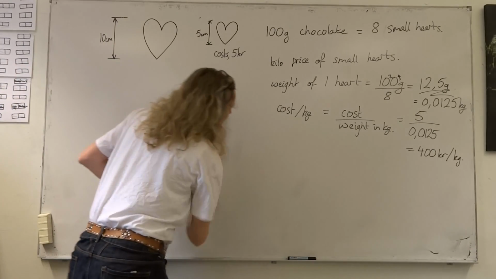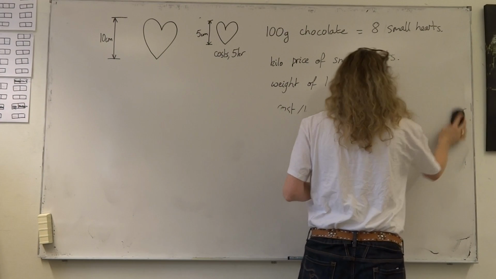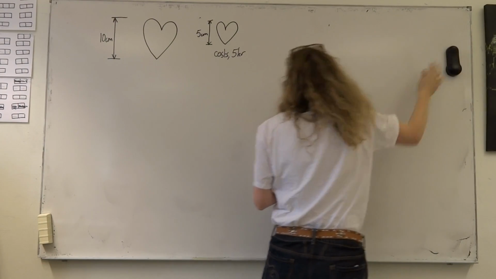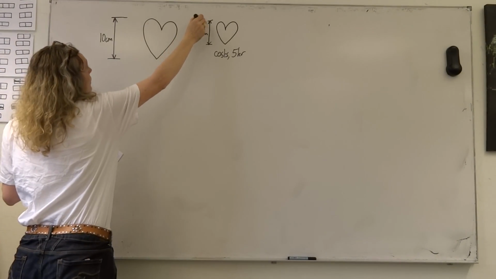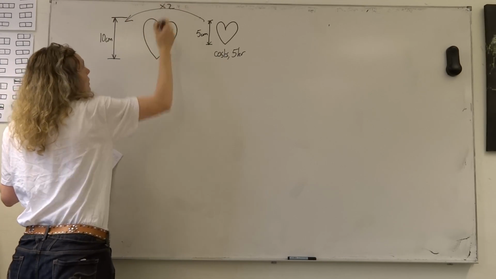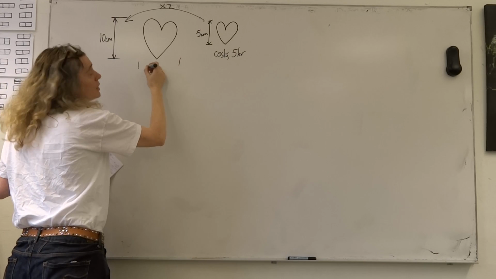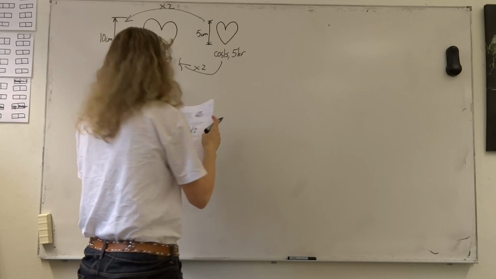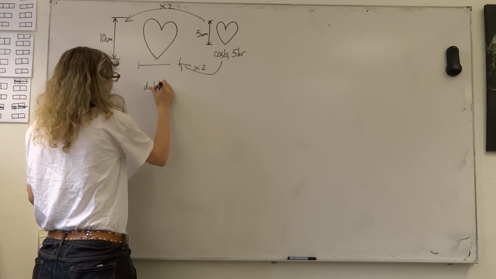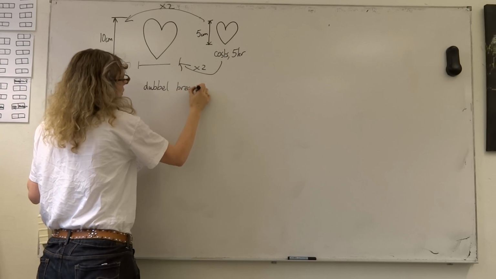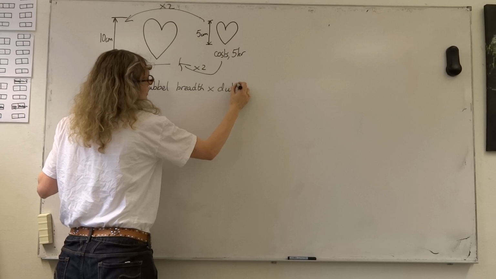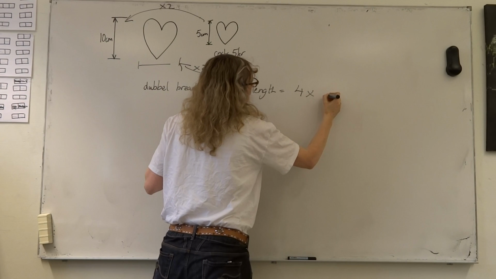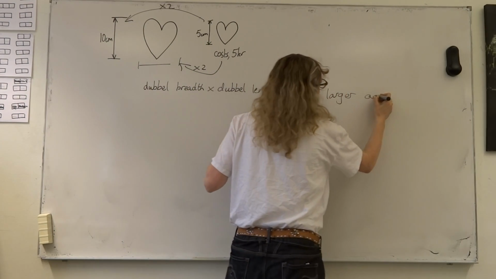The second bit was seeing if you understand what happens to the scale when you increase the length dimension. We can see here that we've doubled the length dimension, which means that we would also double the breadth dimension. So a double length and a double breadth times double length. Doesn't matter what the area is, it's going to give a 4 times larger area.